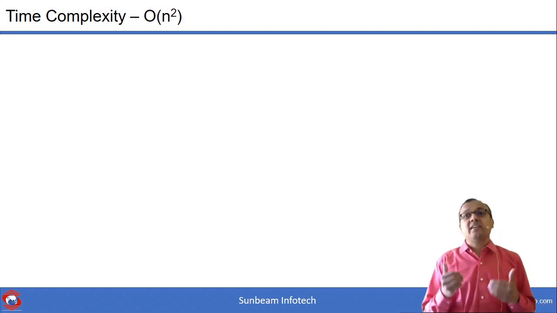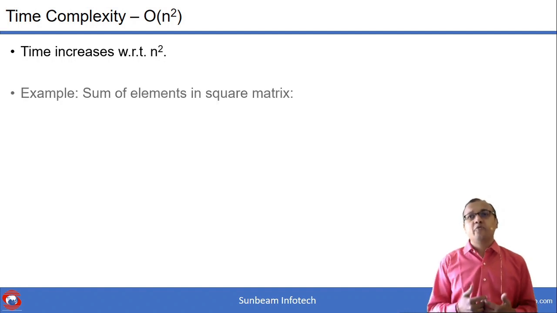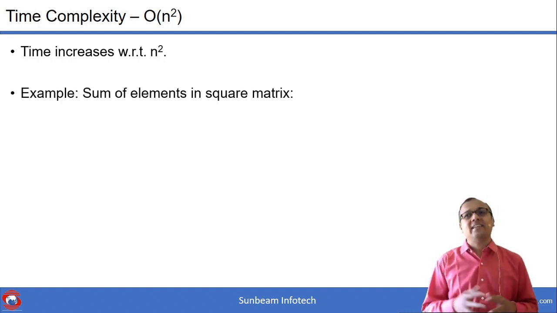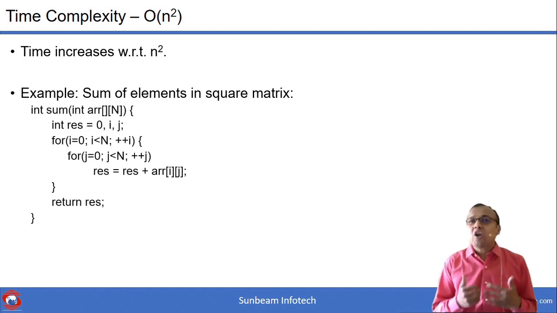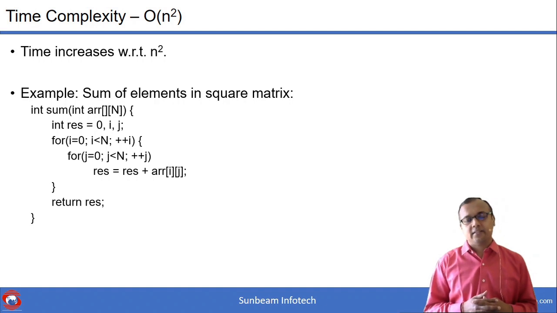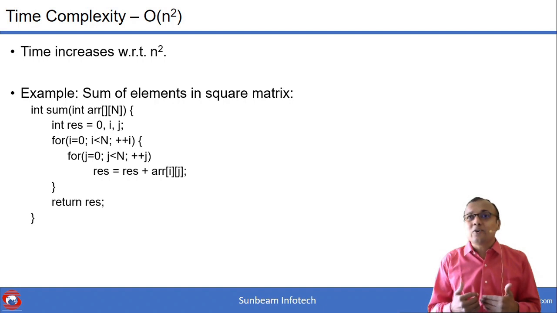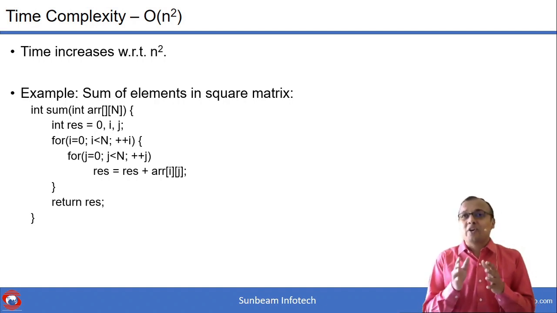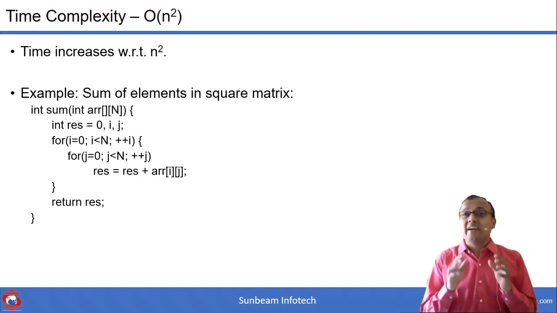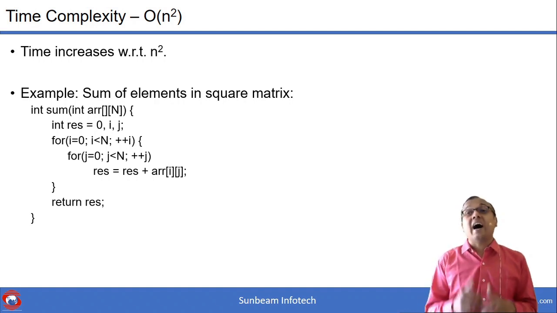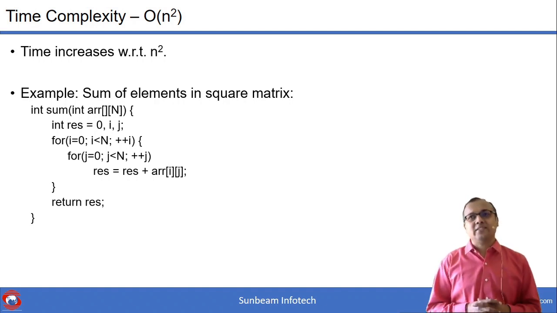In a few algorithms, the time complexity is of order of n square. A simple example would be traversing all elements in a square matrix. In this program, we are trying to calculate the sum of all elements in a square matrix. Here you see all iterations of the inner loop are executed for each iteration of the outer loop. So the effective number of iterations of the inner loop is n square. Hence the time complexity is of order of n square.